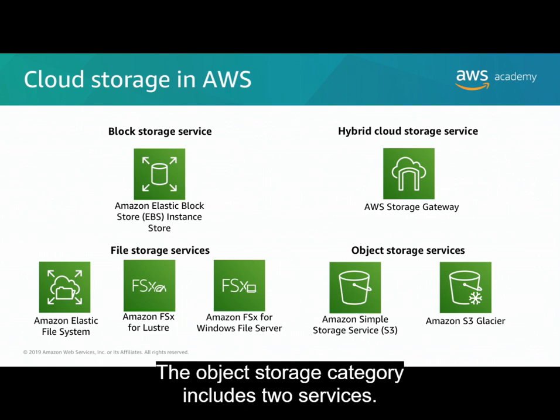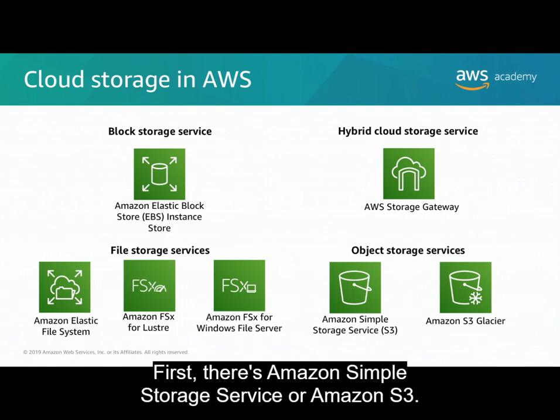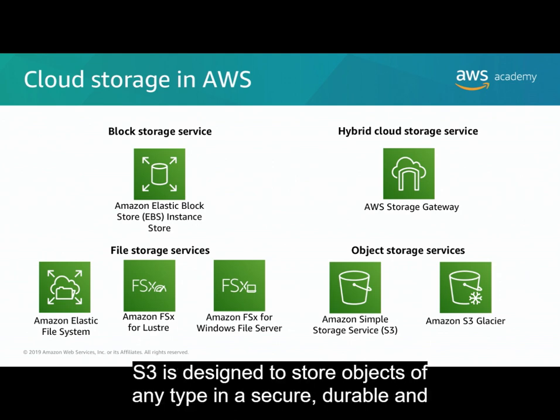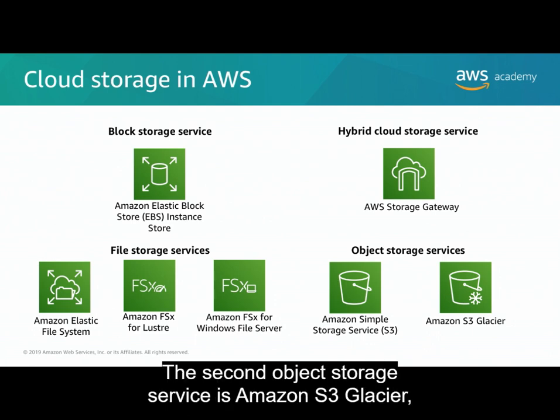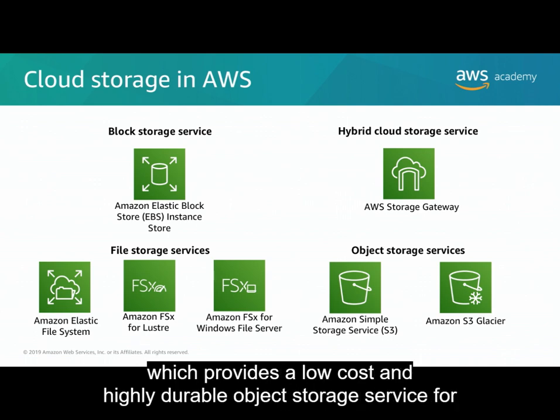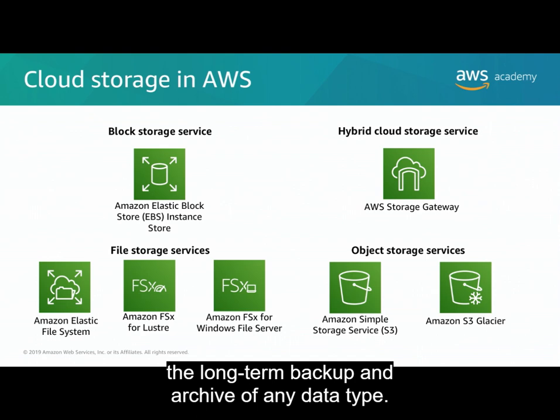The object storage category includes 2 services. First, there's Amazon Simple Storage Service, or Amazon S3. S3 is designed to store objects of any type in a secure, durable, and scalable way that users can access over the internet. The second object storage service is Amazon S3 Glacier, which provides a low-cost and highly durable object storage service for the long-term backup and archive of any data type.